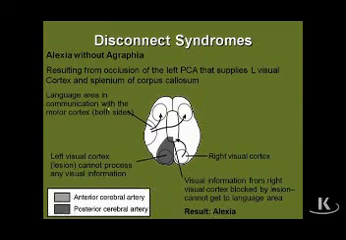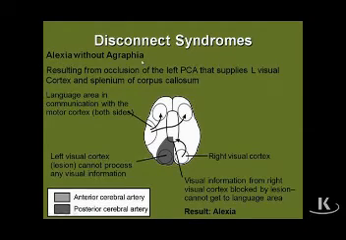But if the vascular insult to the left posterior cerebral artery also involves the splenium of the corpus callosum, this patient will have additional signs and symptoms that constitute this infarct. So they will present with alexia without agraphia.